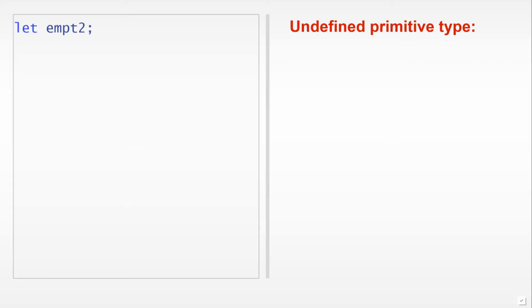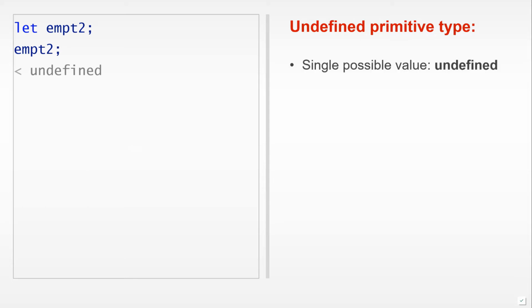So if we have the following line of code, let empt2 and then end there, so we are not assigning any value to this variable that we have just defined. And then if we call empt2, what would happen? Well, we would get a value back, we would get a result back, and the result would be undefined. So it turns out that there is a value associated with empt2, but it is just this default blank value that JavaScript uses to tell us that there is nothing there. So when we talk about an undefined primitive data type, it would have a single possible value that belongs to this data type, and the value would be undefined.